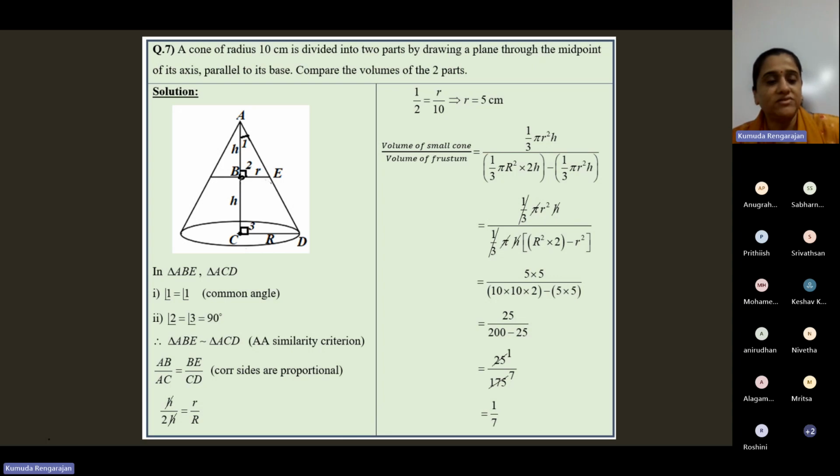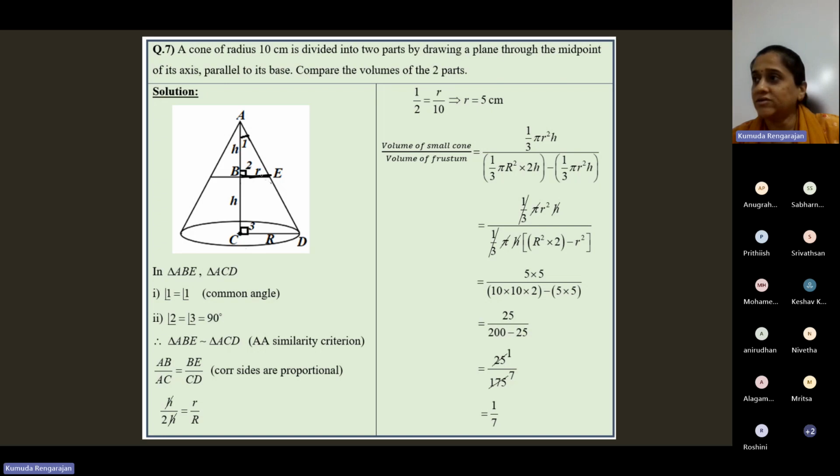Is B the midpoint of AC? Yes, because the cutting plane goes through the midpoint of the axis and it's also parallel to the base. So B is the midpoint of AC. We have called AB as H, so BC is also H. So AC is 2H.